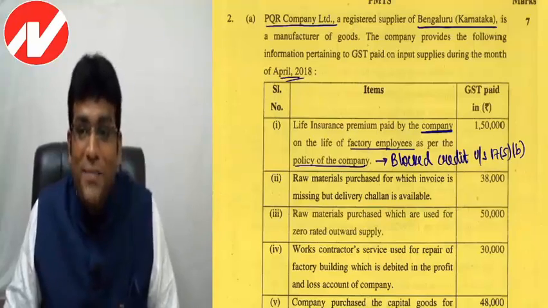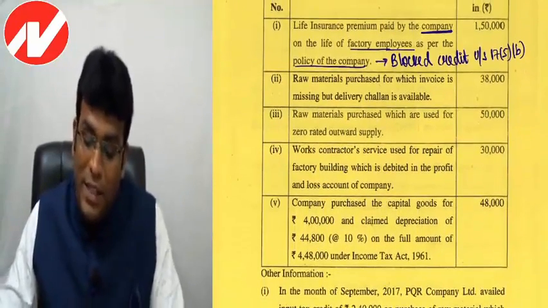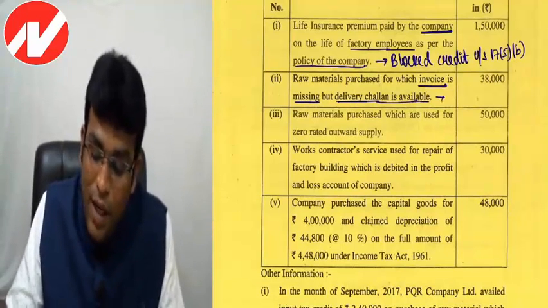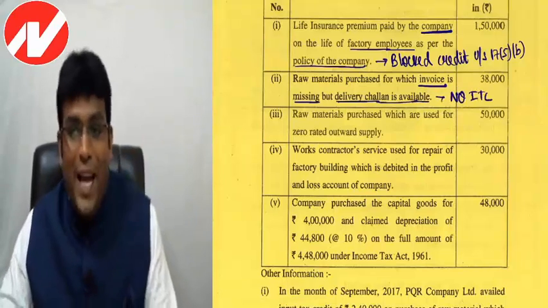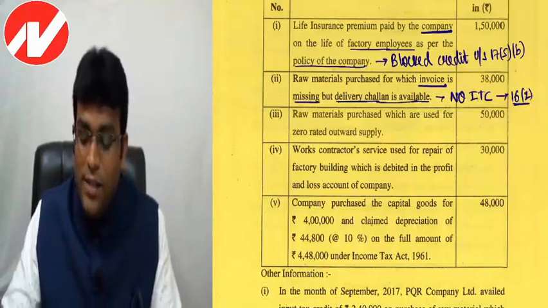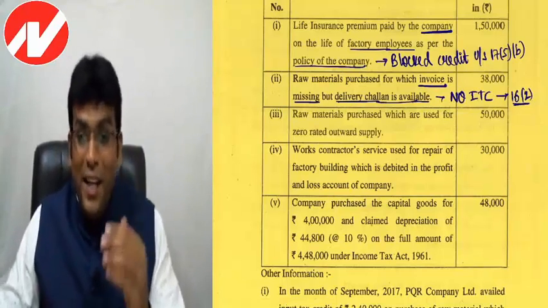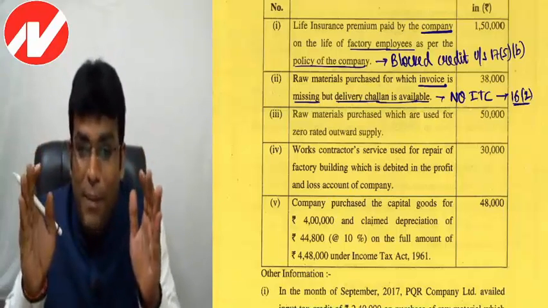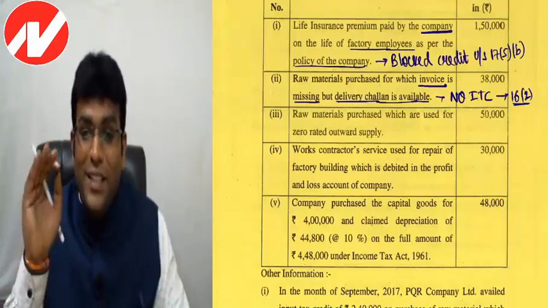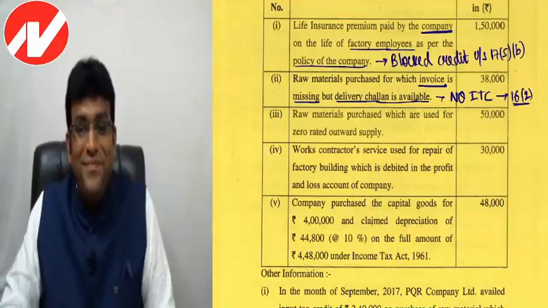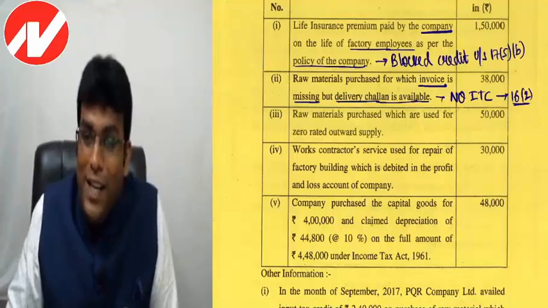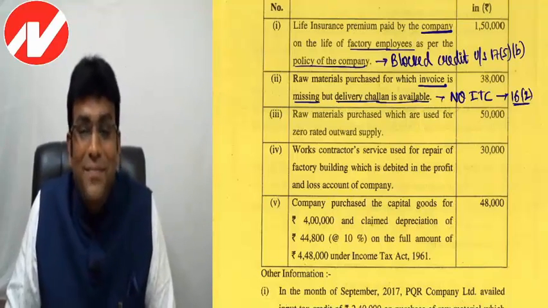It's a blocked credit. Then raw material purchased for which invoice is missing, but delivery challan is available. Straight away my answer is no input tax credit. The reason being, my dear friends, we have got one section called section 16(2), which talks about conditions to be satisfied for the purpose of claiming input tax credit. And the first condition is receiver should have a tax paying document. Tax paying document is always invoice but not delivery challan.